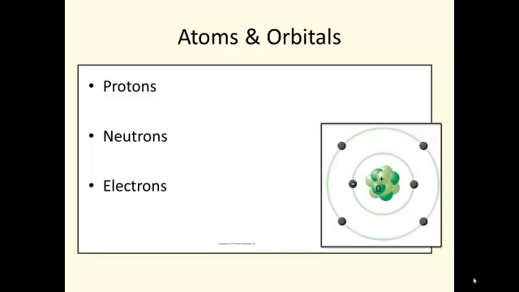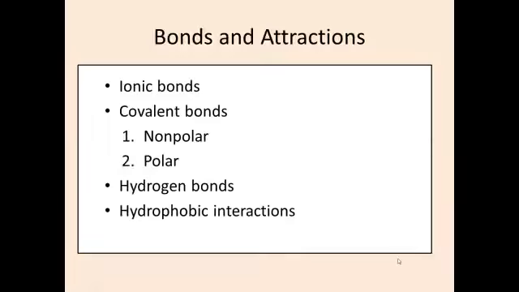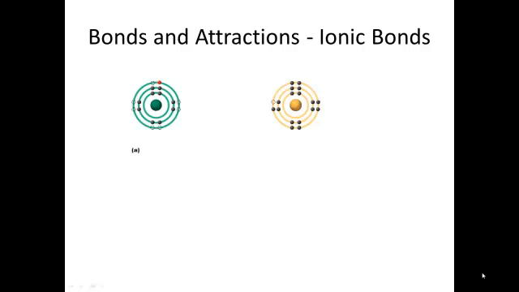In this next section, we're going to talk about bonds and attractions. We're going to talk about ionic bonds first, then covalent bonds, of which we have 2 types, nonpolar and polar. Then we're going to talk about hydrogen bonds and hydrophobic interactions. In this slide, we're going to talk about ionic bonds. But before we do that, let's talk about the arrangement of the electrons around the nucleus.